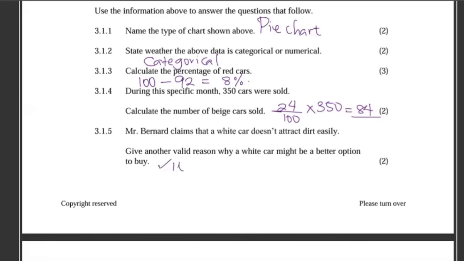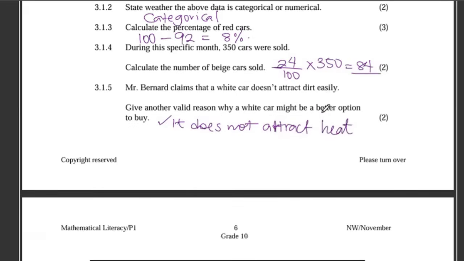We say it does not attract what? Heat. It reflects the sun, so it does not get hot inside there easily.